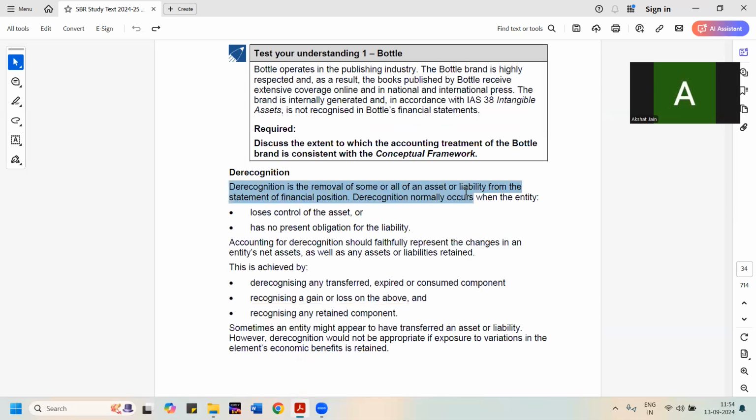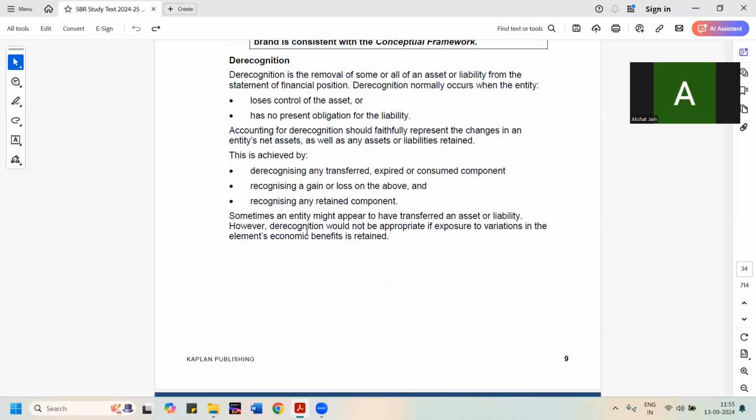Derecognition. Derecognition is the removal of some or all of the asset or liability from the statement of financial position. Derecognition is only done when the company loses control of an asset, or, I'm sorry, when it has no present obligation for the liability. When these two conditions are met, then the asset or liability is derecognized. Accounting for derecognition should faithfully represent the changes in an entity's net assets as well as any assets or liabilities retained. All right.